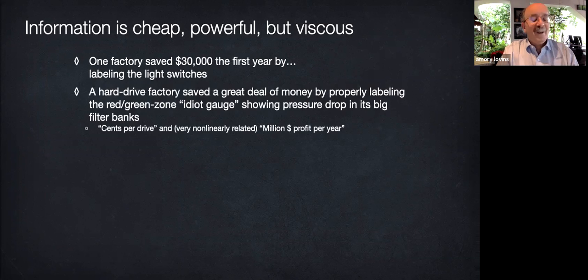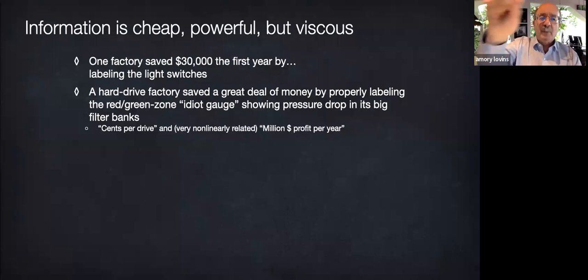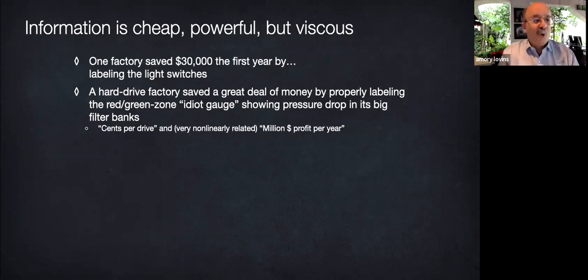So nobody did. There was a hard drive factory that had a kind of a dummy gauge for pressure drop across a giant filter bank. And if it went from the green into the red zone, it was time to change the filter, but there weren't any numbers on it. So I had them paste up a couple of paper scales on the wall. One of them showing cents per drive, the other showing $1 million profit per year, which was a very nonlinear function of cents per drive, because if you could get your price point down to certain levels, you would suddenly jump market share.